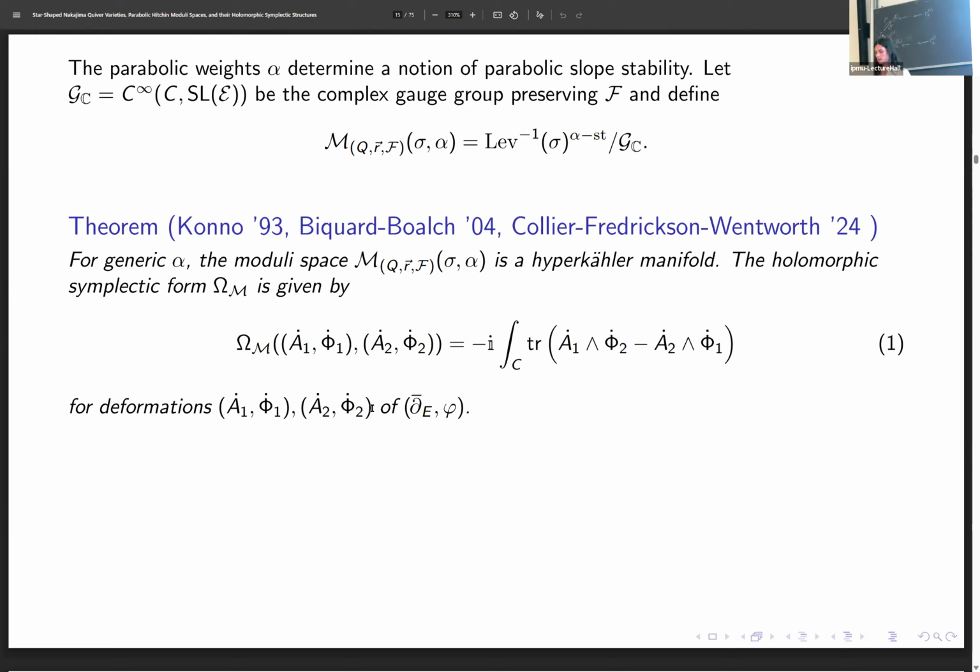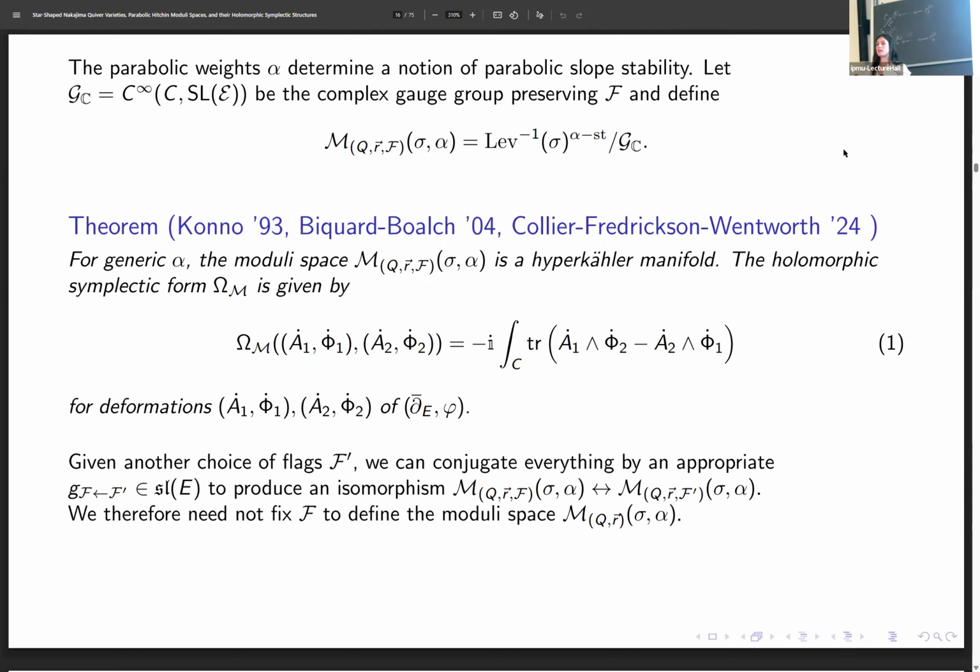So this moduli space is a hyperkähler manifold, and its holomorphic symplectic form is given by this formula. There's a bit of an asterisk here, so this was worked on by several papers. Konno does it in the strongly parabolic case, and then Péroux-Boalch does it in the wild Higgs bundle case, but it specializes to the weakly parabolic full flag situation. And then Collier-Fredrickson-Wentworth do a separate proof for the weakly parabolic full flag situation, but this central Levi condition should adapt to that situation without too much modification.